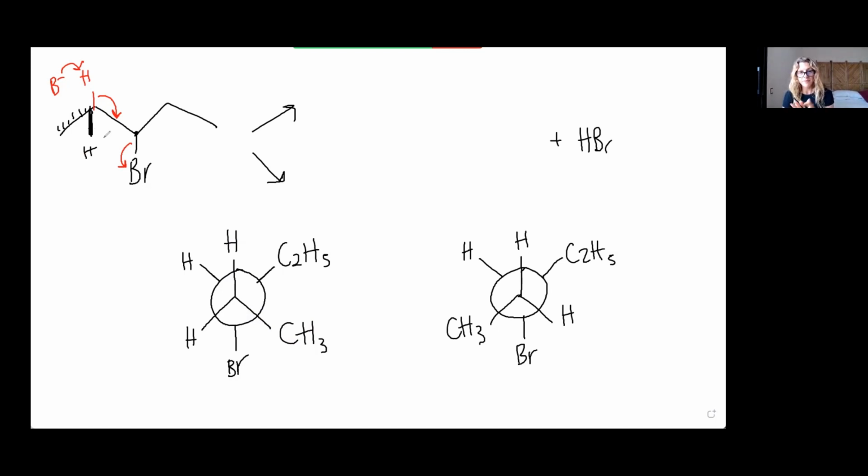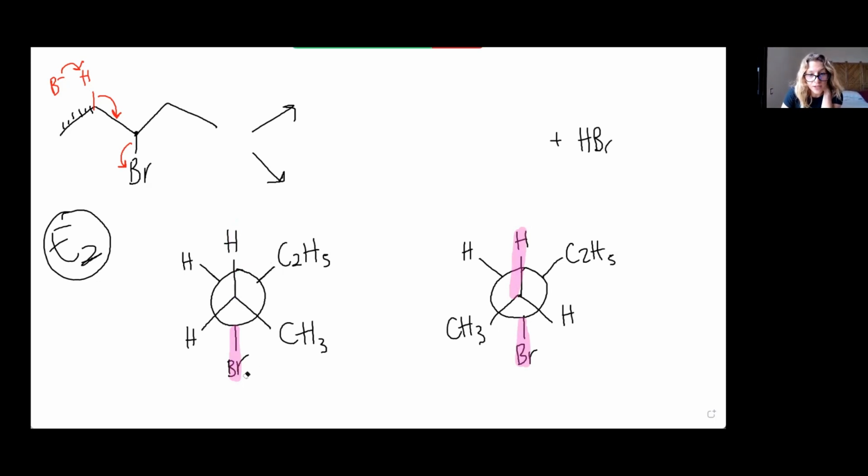Okay. And the most important thing to remember in this mechanism, which is E2, because we have one single step, and both the base and the haloalkane are involved in the rate determining step, is that it always has to be anti-periplanar. So to draw the Newman projection, we can always think about the relationship between the hydrogen that the base will attack, which is always this one, and then the bromine, which is the leaving group, that always has to be on the opposite side. So it's always this anti position, in the staggered conformation.